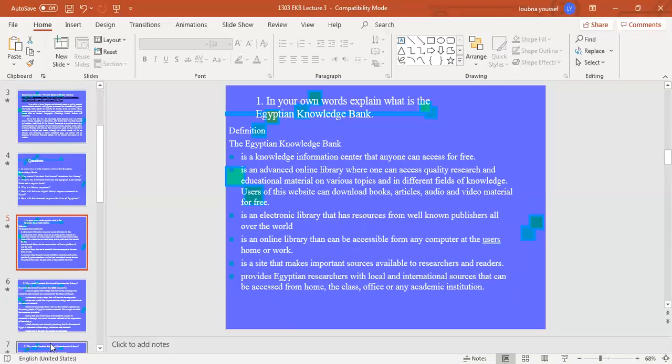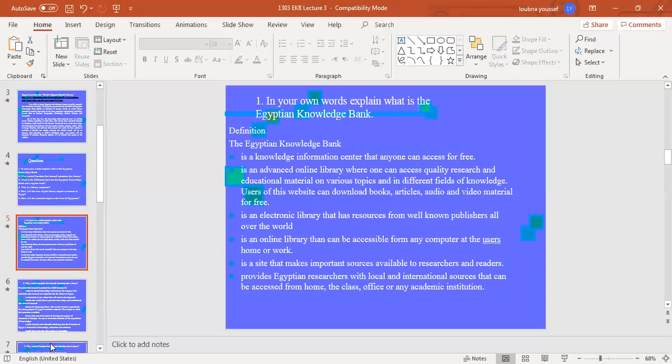Now let's move to the definition of the Egyptian Knowledge Bank. And this is the first question. In your own words, explain what is the Egyptian Knowledge Bank. Now, here we have 1, 2, 3, 4, 5, 6, 7 different explanations. Any of these explanations would be correct. The Egyptian Knowledge Bank is a knowledge information center that anyone can access for free. Now, anyone here does not mean anyone in the world. It means anyone in Egypt.